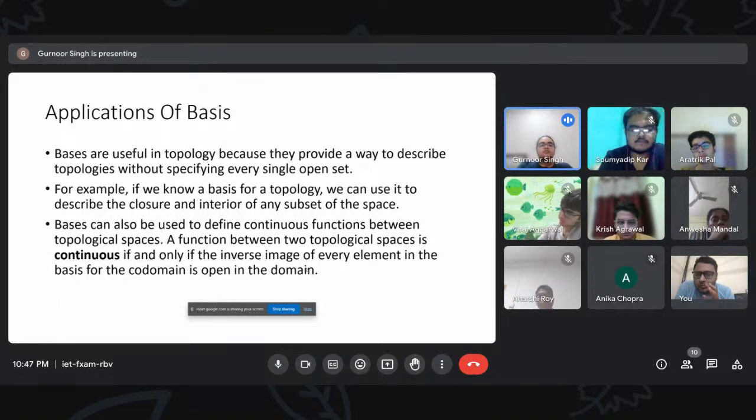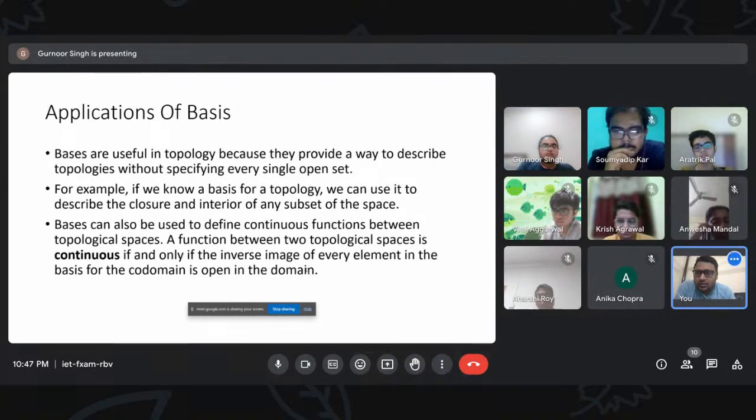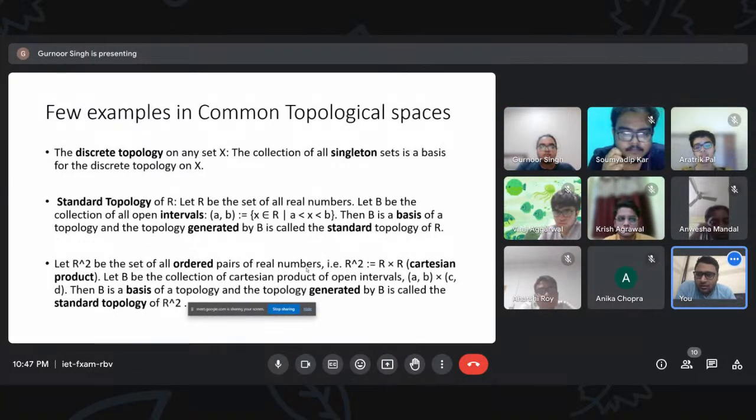So, some applications of basis. One, I just have a question here. When you said a topology is generated by a basis, what do you mean? Like, the basis generates the topology. Yeah, how does it generate the topology?